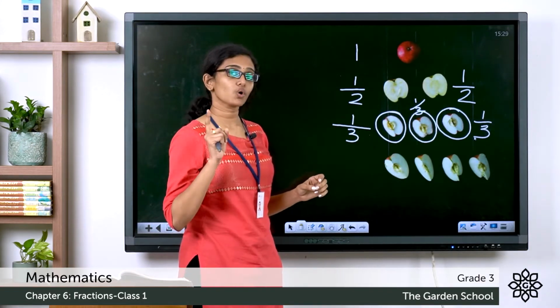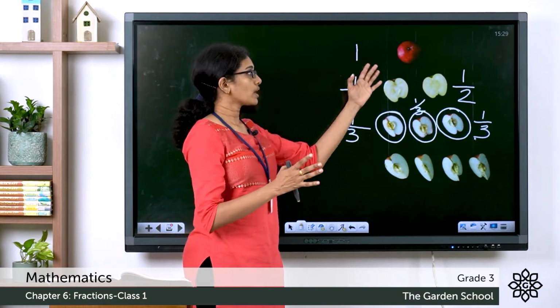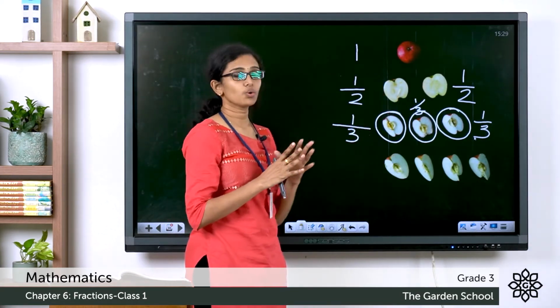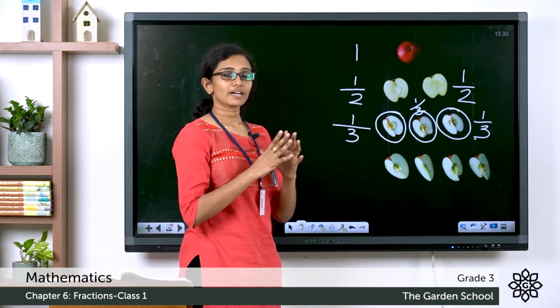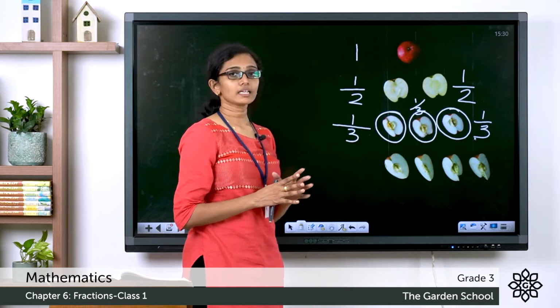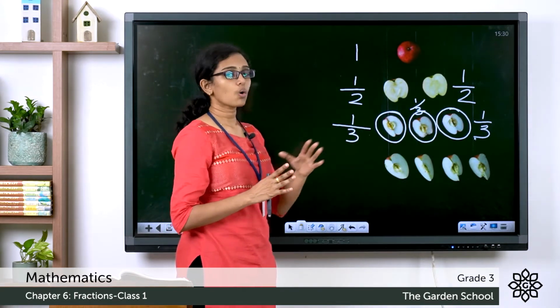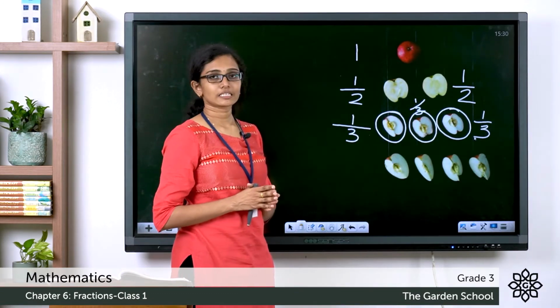Here, 2 halves, or 2 1 by 2s. 1 by 2 is also called 1 half. Here 2 halves will make one whole apple. If you put these 2 halves back together, you will get the one whole apple. In this case, if you put back these 3 one-thirds, or 1/3, you'll get the whole apple.